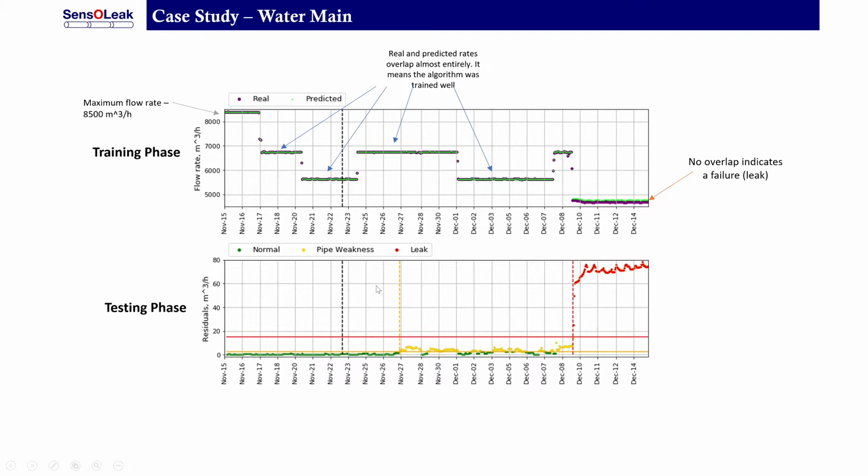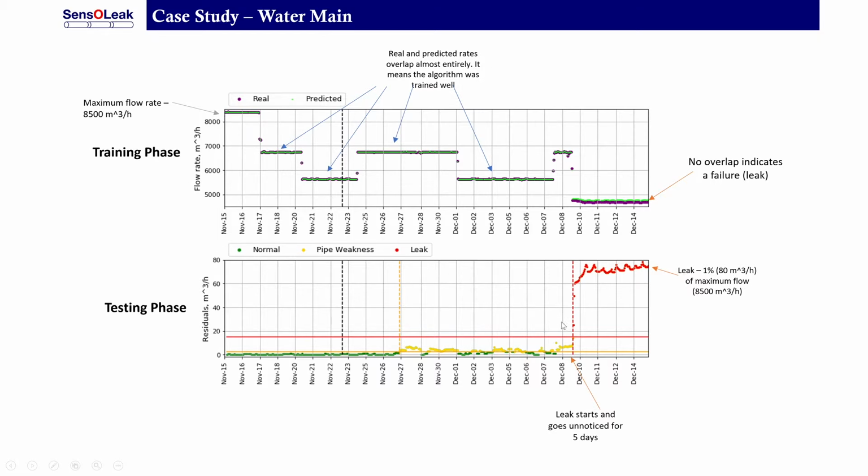Here is the analysis of the leak. Let's start from the end. Here is the leak. It was going on for 5 days, beginning on December 9th. Even though the pipeline was equipped with 3 leak detection systems, none of them could detect the leak because it was 1% of the maximum flow, 80 out of 8,500.